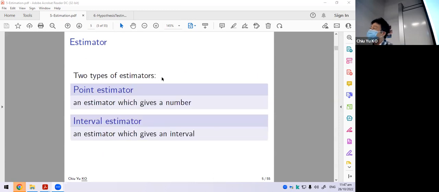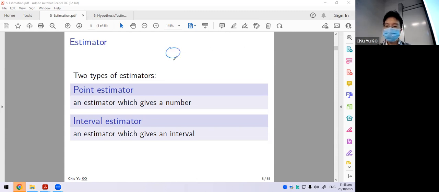So there are two types of estimator, as I have said: a point estimator or an interval estimator. A point estimator just gives you a number. An interval estimator gives you an interval. So just to remind you, here is a figurative representation of the point estimator. It's like the following.